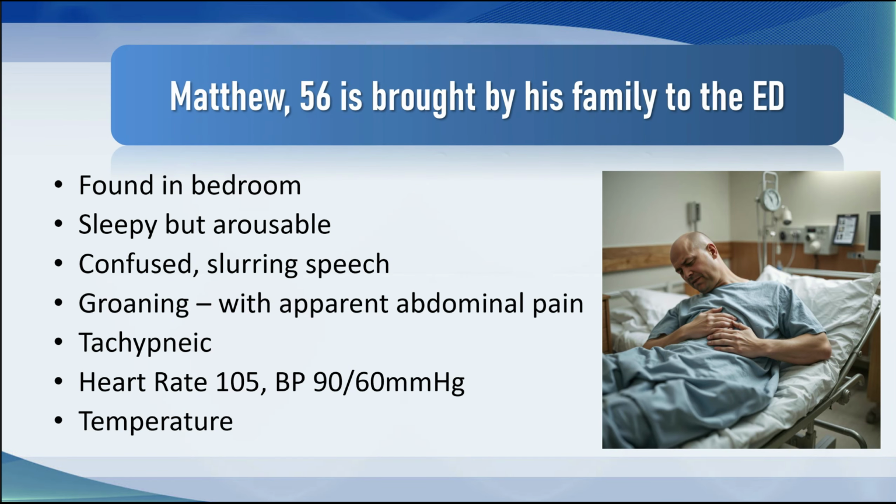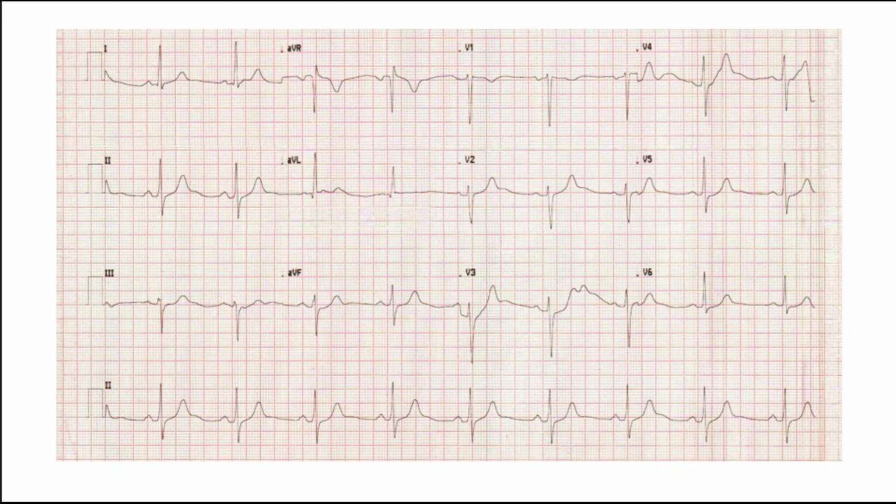Matthew is a 56-year-old male who was brought into the ED by his family. He's been found in his bedroom. He's sleepy but arousable. His speech is slurred. He's a bit confused. He's groaning with apparent abdominal pain. He's tachypnoeic. His heart rate is 105 and his blood pressure is 90/60. His temperature is normal. His ECG is normal.